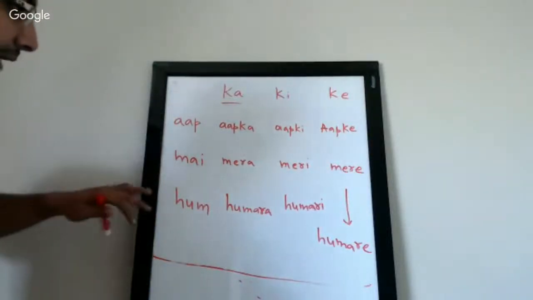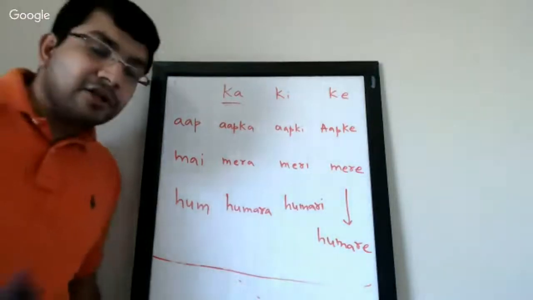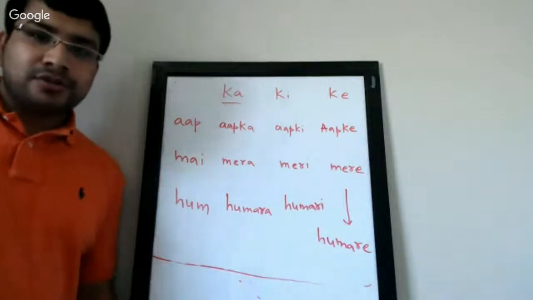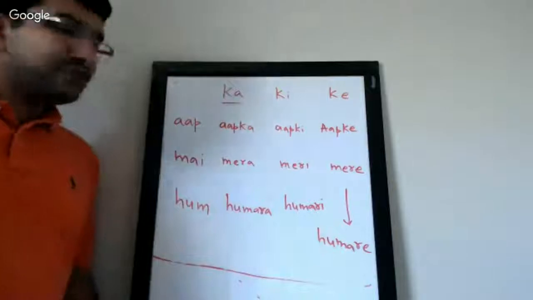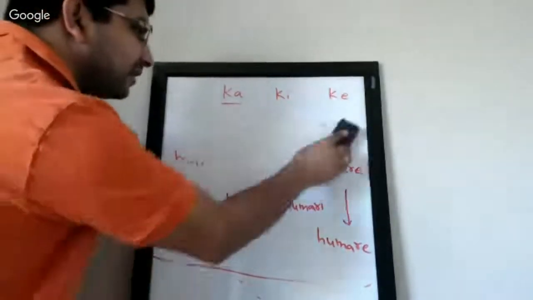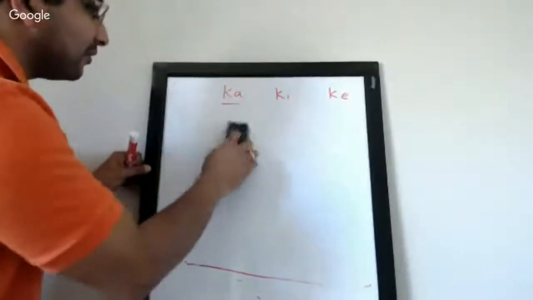Now I'll erase them, and I'm going to talk about the other pronouns such as yeh, this, that, and then these, those, like ye and ve. And I'm going to ask you how those change when you use these postpositions. Okay. So it will get a little bit interesting now. Most of these you were probably already familiar with.